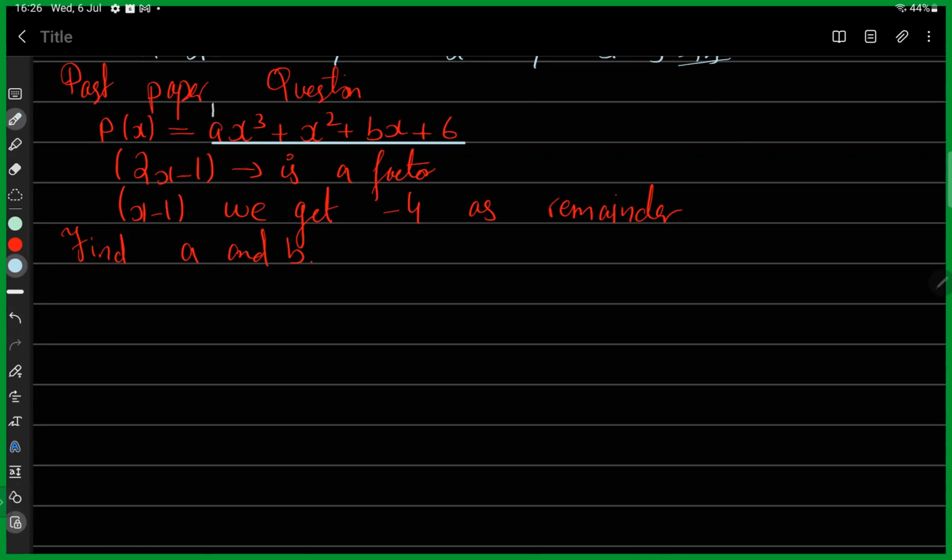Here is a and here is b. We have two conditions: that 2x minus 1 is a factor, and that when we divide the polynomial by x minus 1, we get minus 4 as the remainder. So we will use these two conditions to make two equations, and once we have two equations, we know how to solve them to find the values of a and b. All right, so let's talk about the solution.